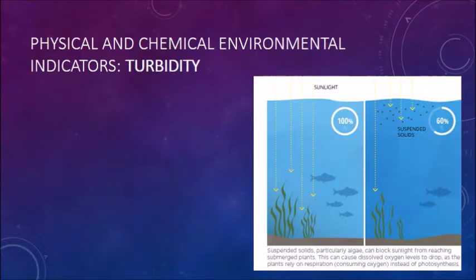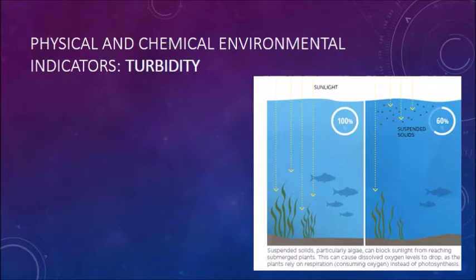The first one we're going to look at, these are all physical and chemical environmental indicators. So they're physical and chemical that we're looking at. Okay. So physical and chemical environmental indicators. The first one is turbidity. Turbidity is the measure of suspended particles or solids that are in the water.